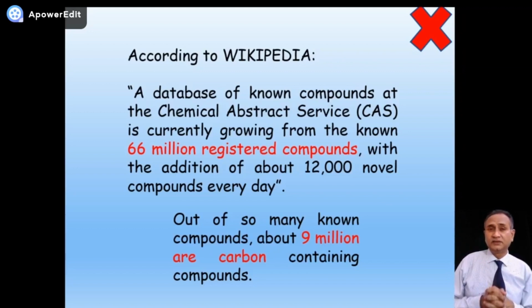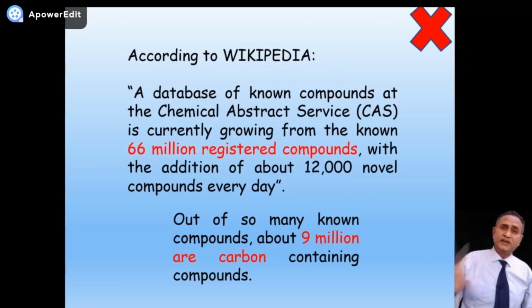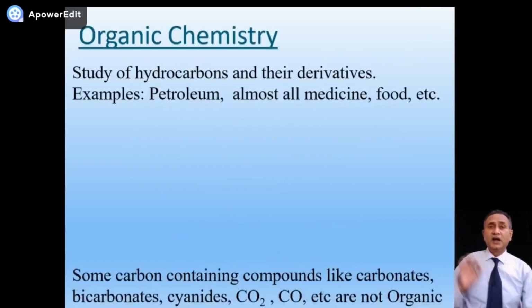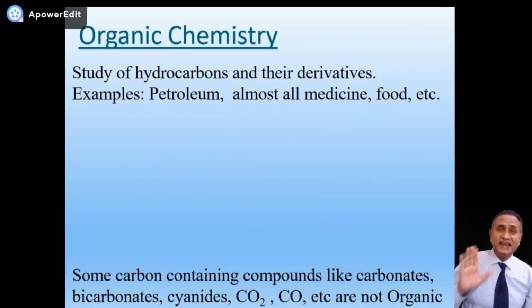66 million. And out of 66 million compounds, 9 million compounds are carbon compounds. And one more thing, around 12,000 compounds are prepared every day. Means a day is spent and 12,000 more compounds. So out of 66 million compounds, 9 million are of carbon. Means carbon alone forms 9 million compounds, 90 lakh compounds.